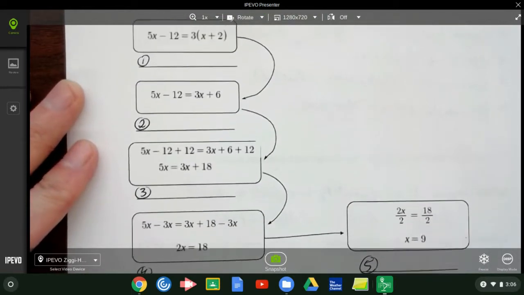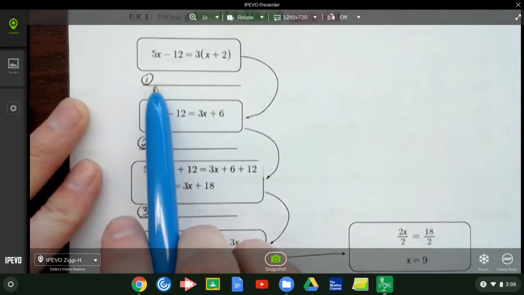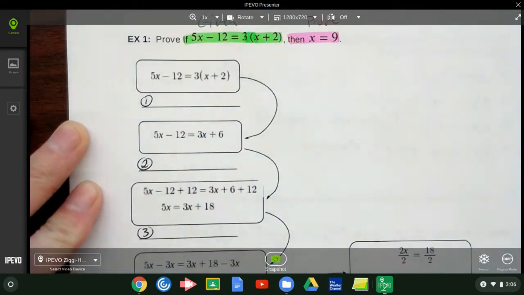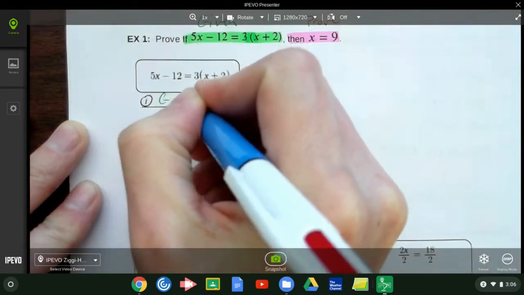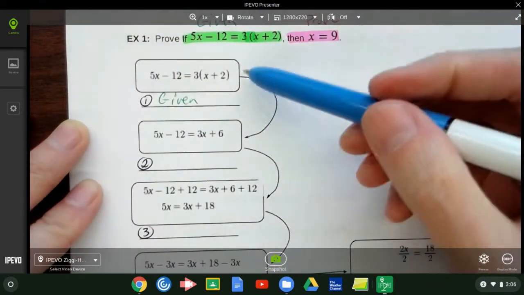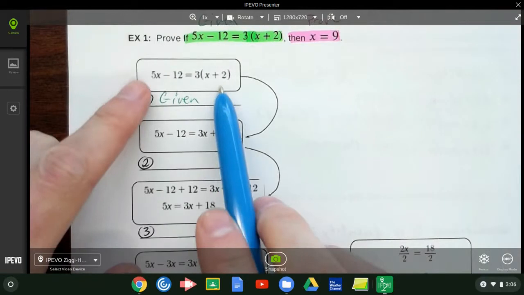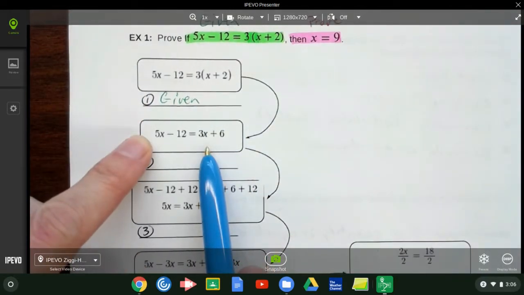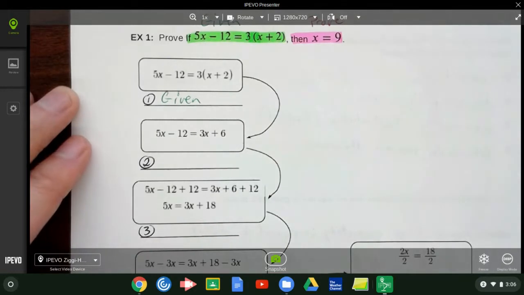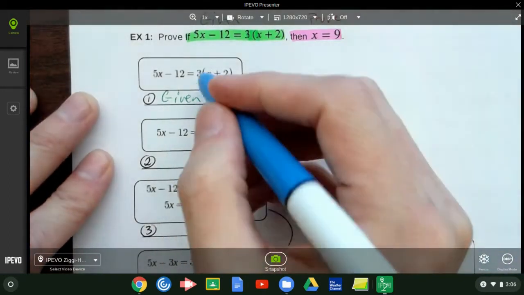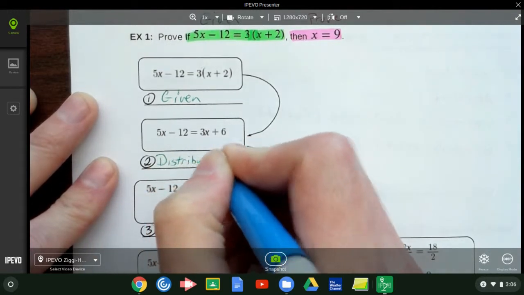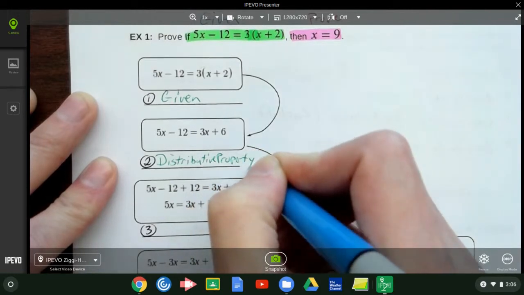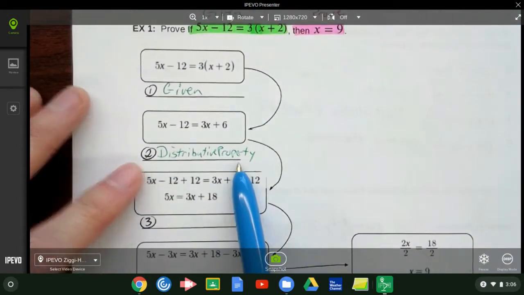So looking at this flowchart proof, what do you think is the reason that I can say this first statement? Go. Hopefully you realize that the reason I could say this is because it's what was given to me. So this is just given. And then we go to our next statement. How did I get from here to here? What did I do algebraically? See if you can remember that. Hopefully you realized that all I did was distribute. So that's the distributive property. Okay? That's old stuff. That's stuff from algebra.